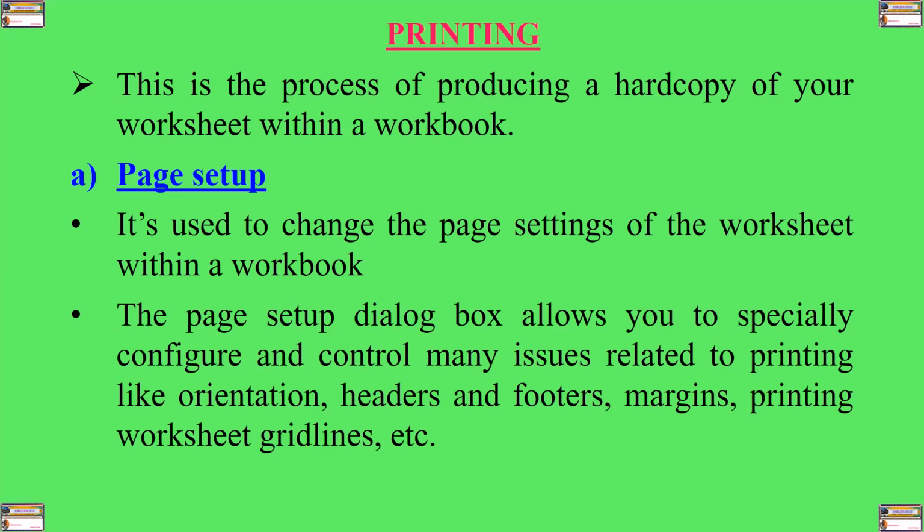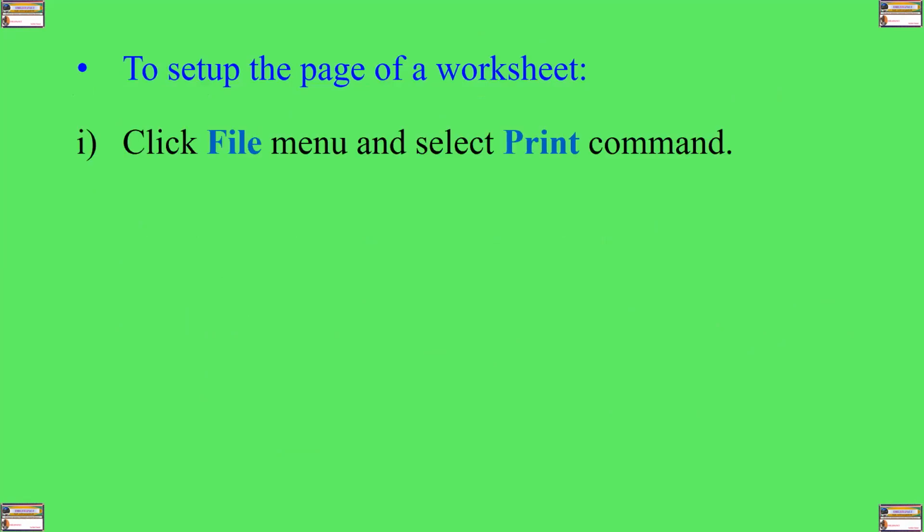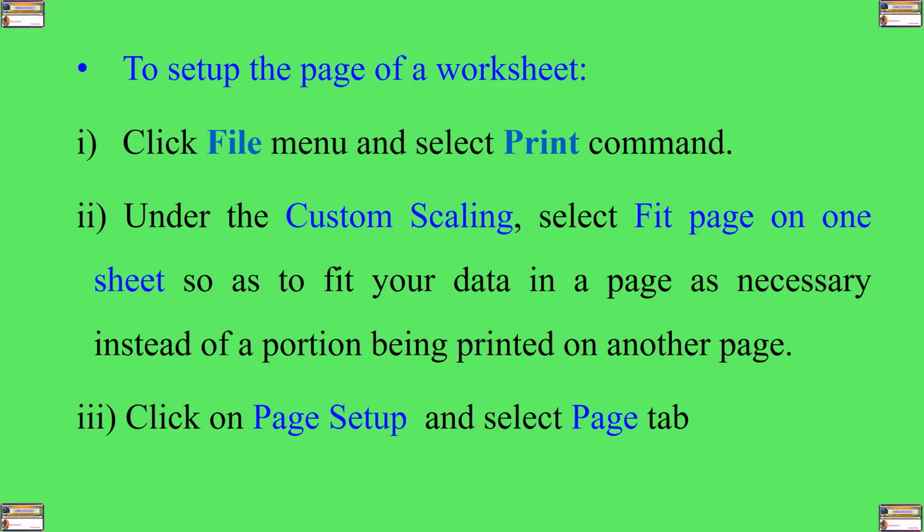The page setup dialog box allows you to specify or specially configure and control many issues related to printing, like orientation, headers and footers, margins, printing worksheet grid lines, amongst others. To set up the page of a worksheet, you click on File menu and then you select Print command. Under the custom scaling, select Fit Page on one sheet so as to fit your data in a page as necessary instead of a portion being printed on another page.